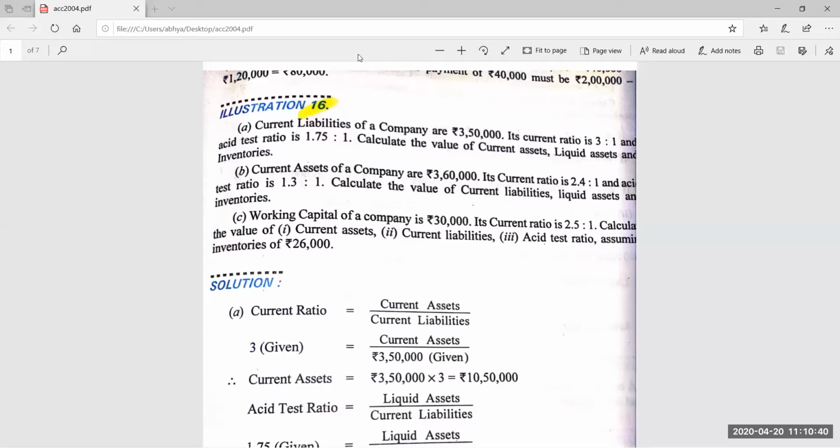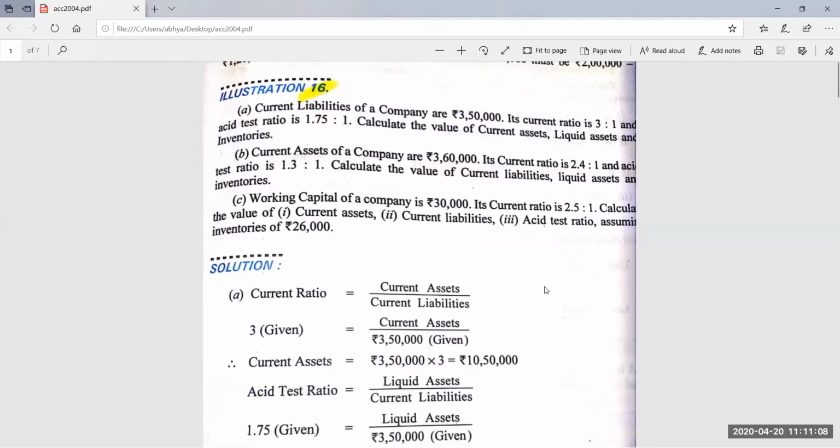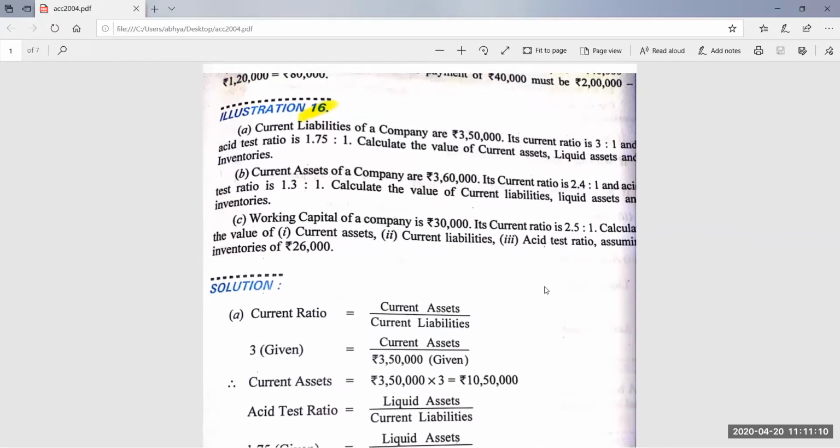We were doing 12th class, chapter 4, part 3, ratio analysis. Till now, we have done current ratio and liquid ratio. In liquid ratio, yesterday I had given you 2-3 questions. So today first we will be discussing those questions and we'll be doing some more questions for practice of liquid ratio. Then we will be doing one another ratio.